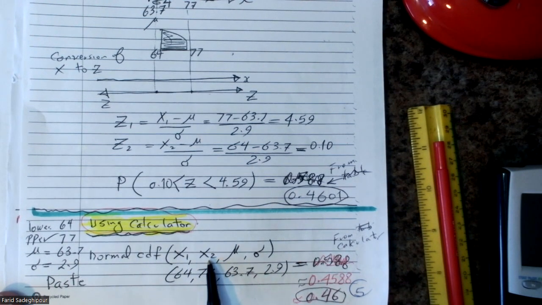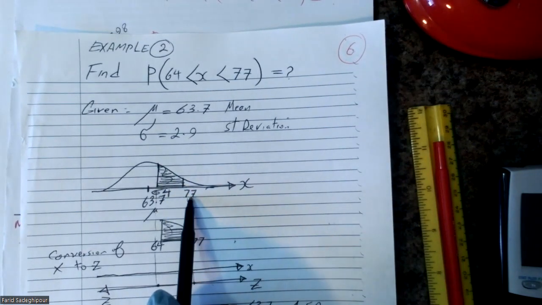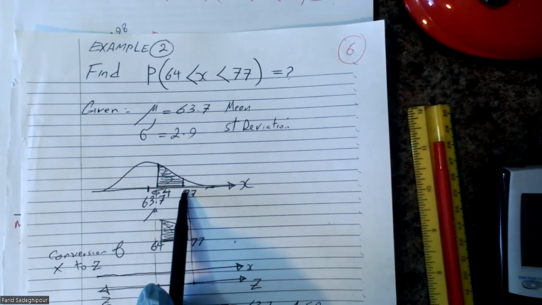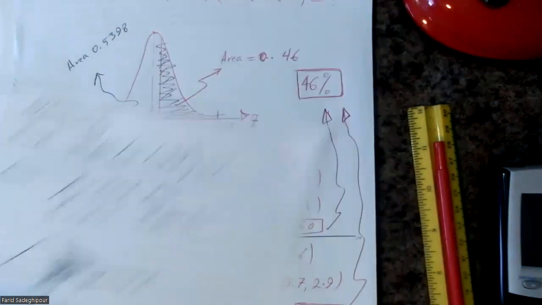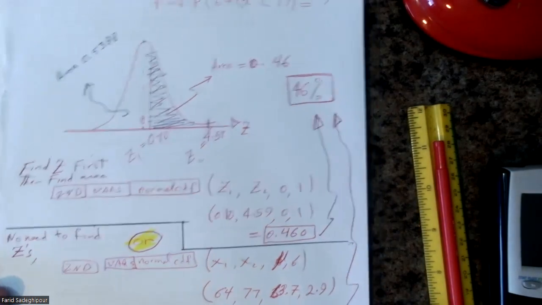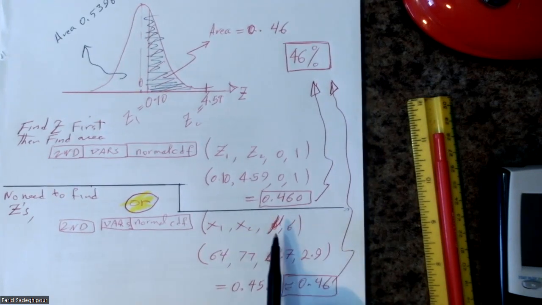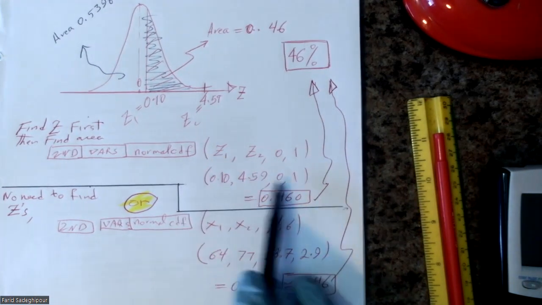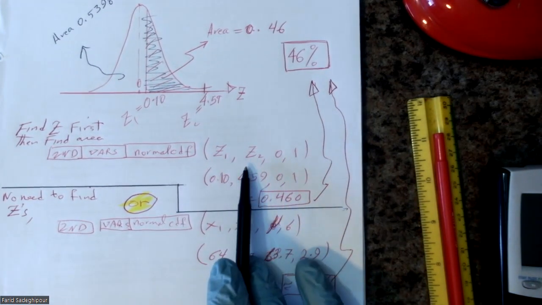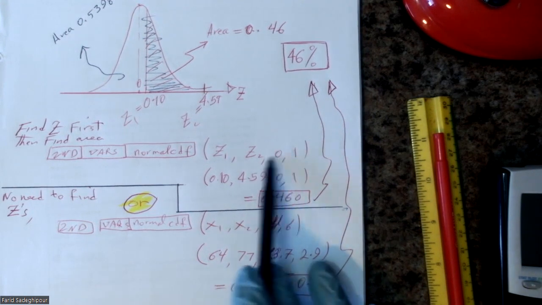X1 and X2 are both ends, which means if I want to calculate this area, I need to know the lower bound and upper bound, or lower point and upper point, because we are trying to find the area of these sections. Here again, I'll show you how to use it. You could either use X1, X2, mean and standard deviation, or do the conversion first and then use Z1 and Z2. Remember, for Z1 and Z2, by default the mean is 0 and the standard deviation is 1.